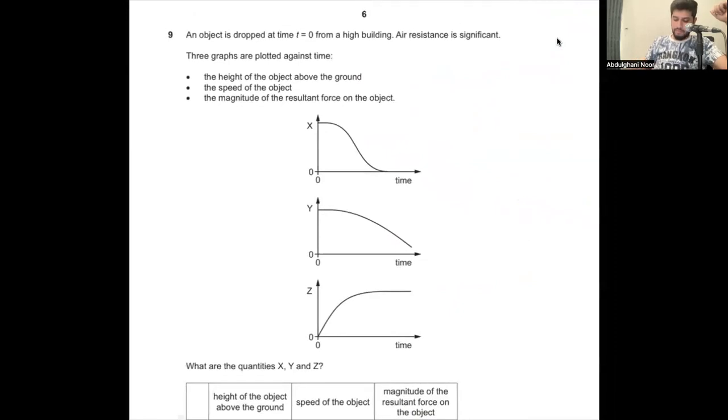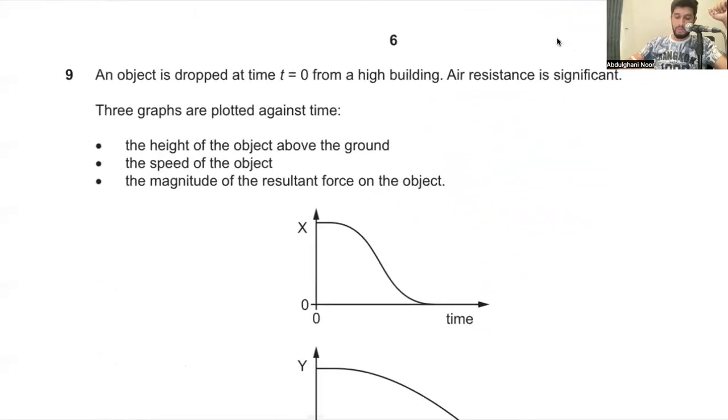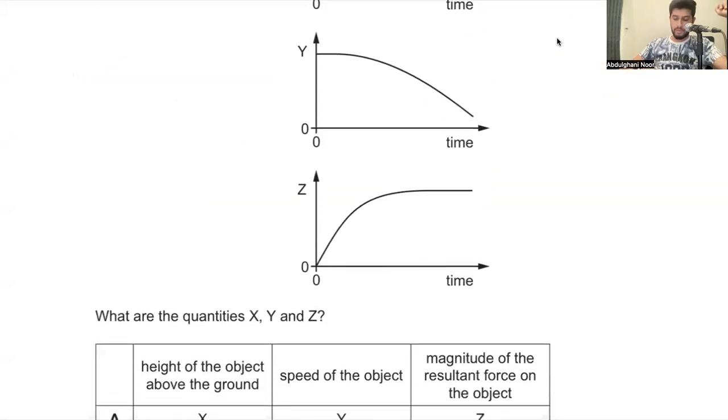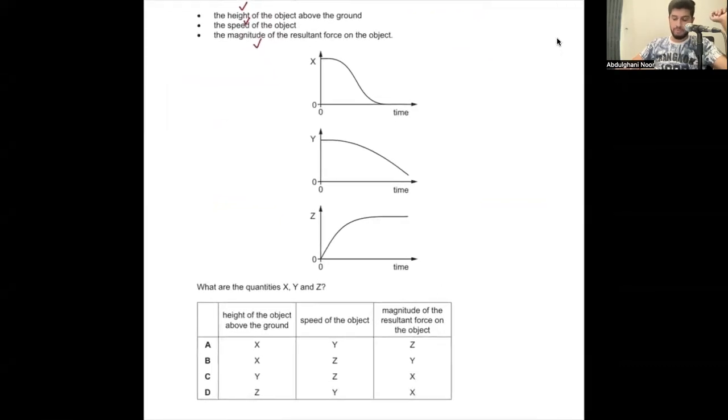Question number 9. Question 9 says an object is dropped at time t is equals to 0 from a high building. You don't need to do the cos wala part. You don't need to do it. An object is dropped at time t is equals to 0 from a high building. Air resistance is significant. These three graphs are plotted against time: the height of the object, the speed of the object, and the magnitude of the resultant force of the object. So they've given you the three graphs: the height, the speed, and the magnitude of the resultant force. What are the quantities x, y, and z?